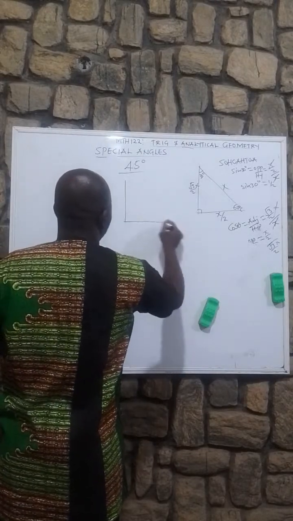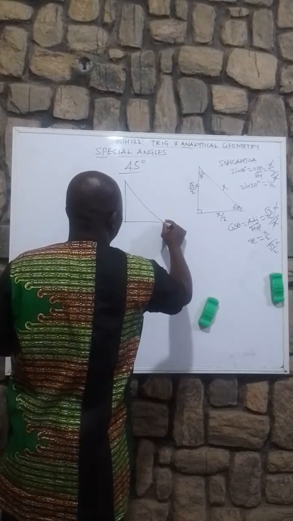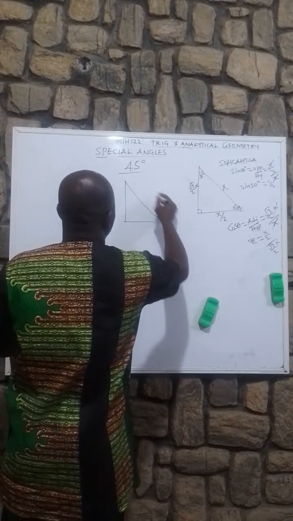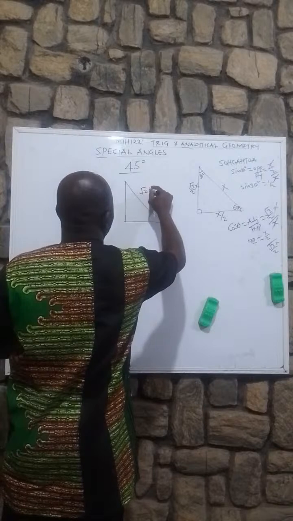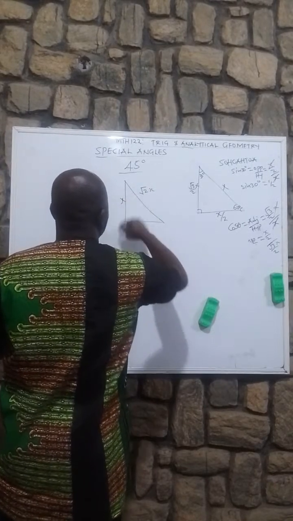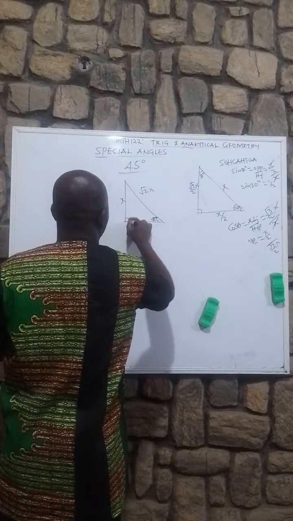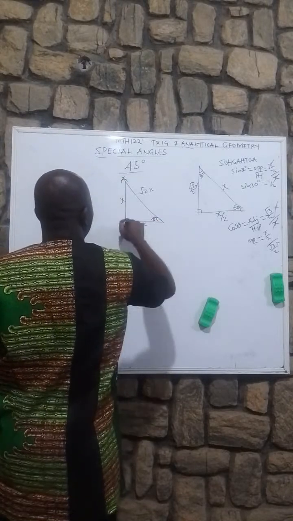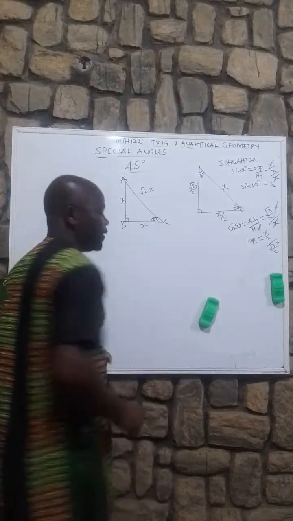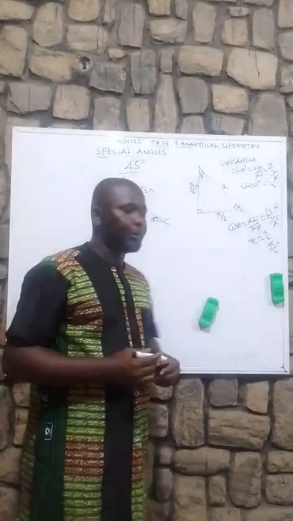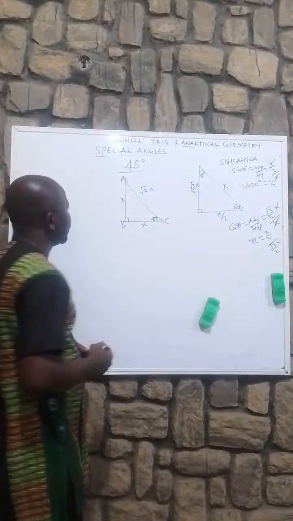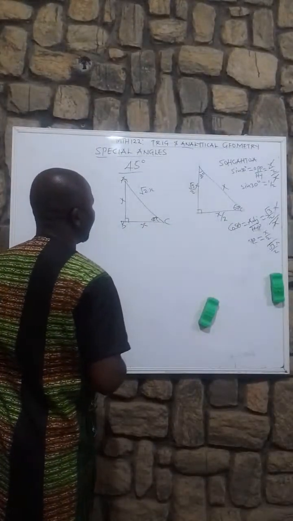Let's have a right-angled triangle. Here is root 2x, here is x, and here is x, with a 45 degree angle. Let's name the vertices A, B, and C. So now, 45 degree.